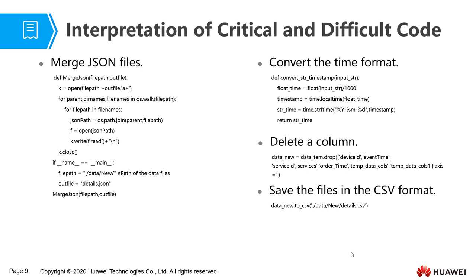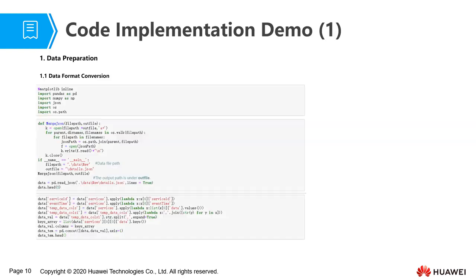For example, if we want to delete the column named event time, write the column name first. Set the axis parameter to 1, indicating that the deleted data is indexed by the column name. The last step is to save the file in the CSV format. Use the data_new.to_csv function and specify the target file path in the function body.